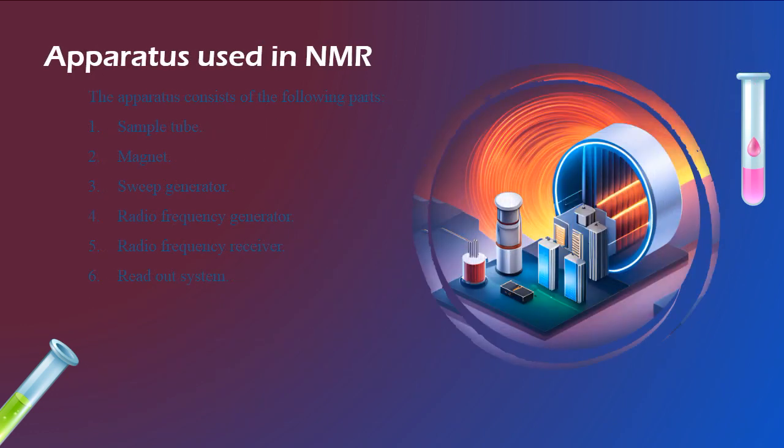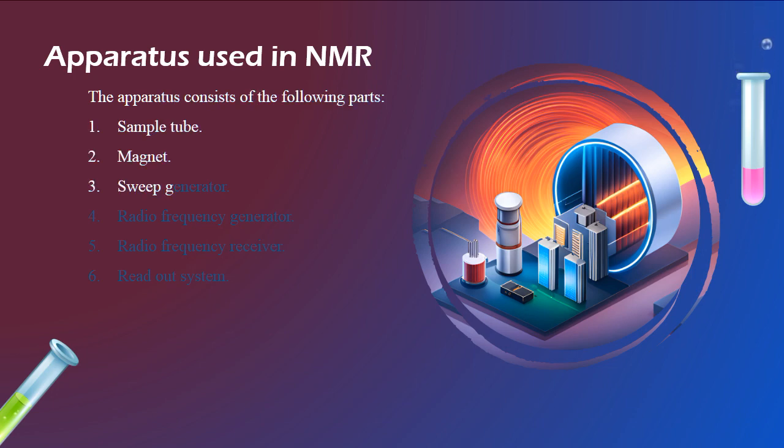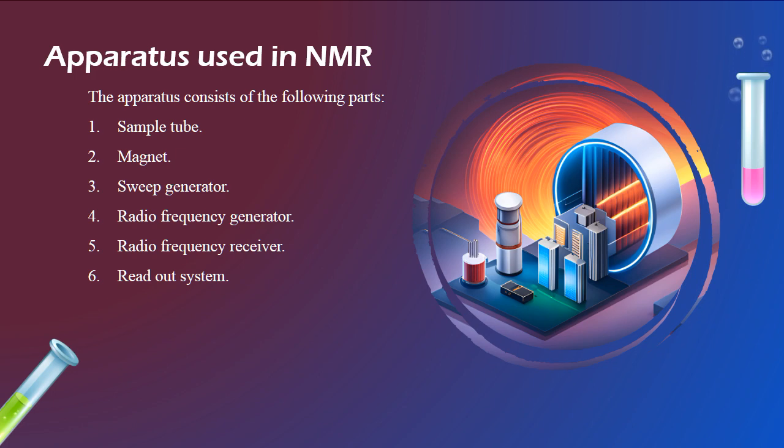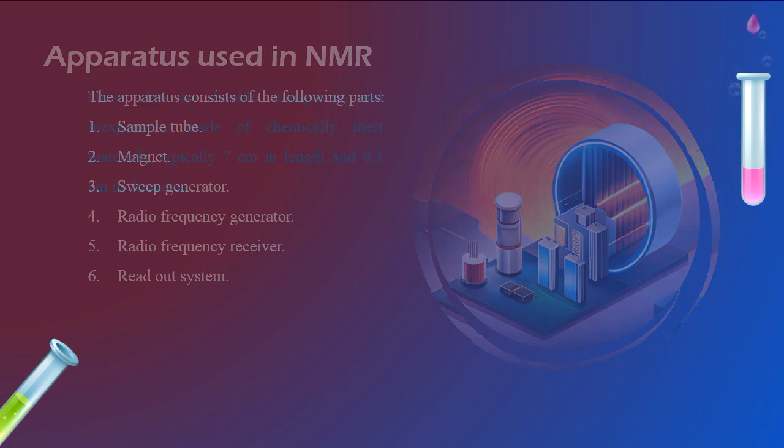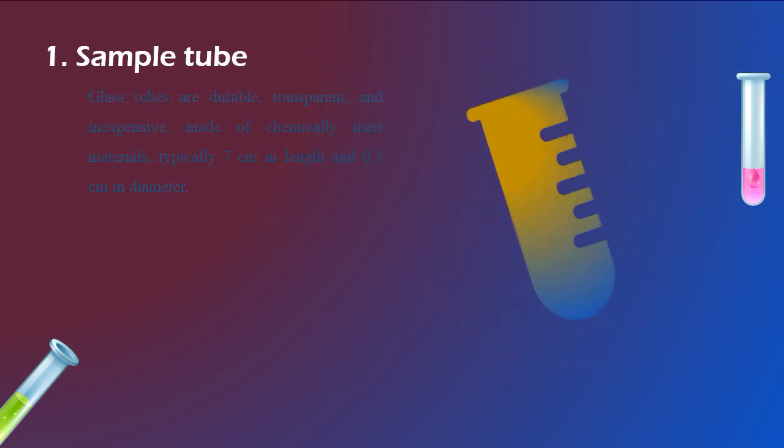The apparatus used in NMR. The apparatus consists of the following parts: sample tube, magnet, sweep generator, radio frequency generator, radio frequency receiver, and readout system. Let's begin with the first one.